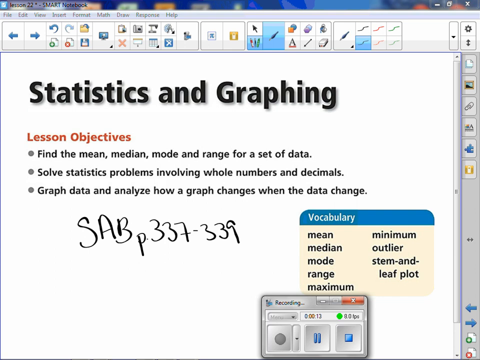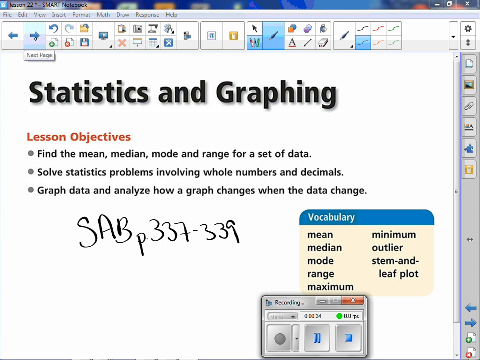Hopefully you guys remember mean, median, mode, range, min, max, outlier, and stem and leaf plot. Those are things we've done before. If you're a little unsure about those, you can go back out in Canvas and I will have some videos for you, kind of refreshing your memory about those particular items, okay?